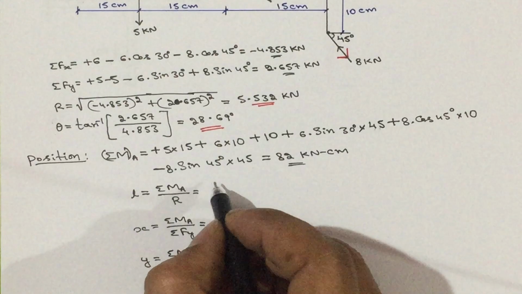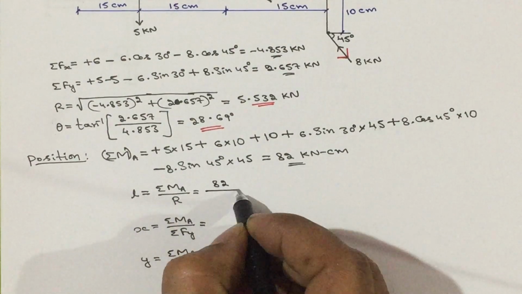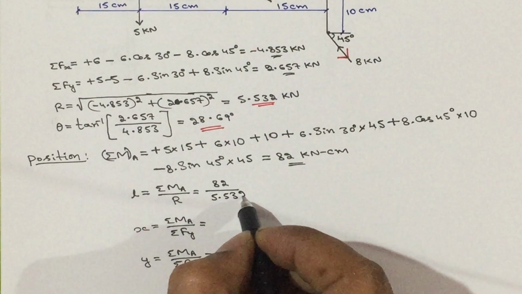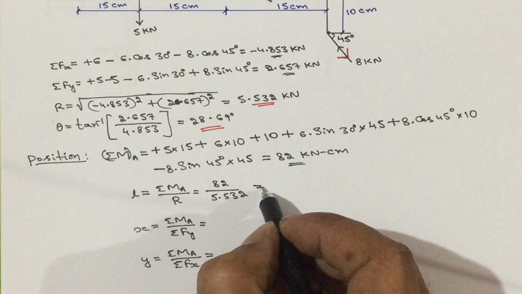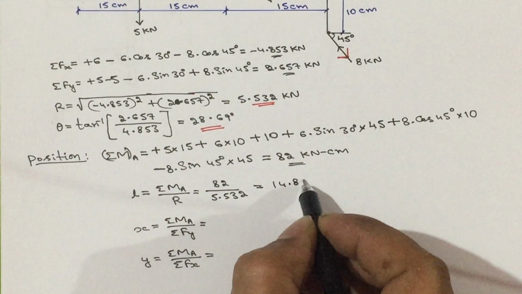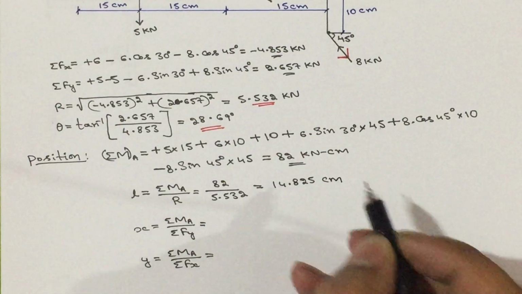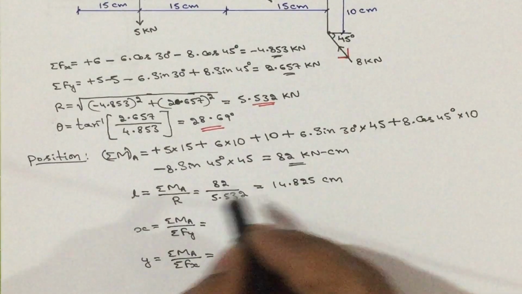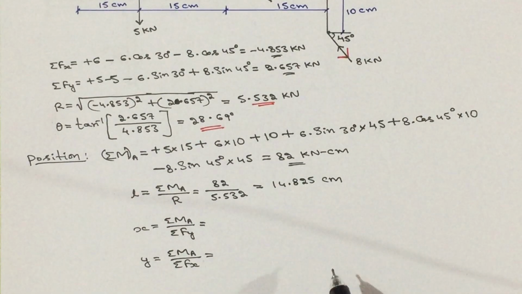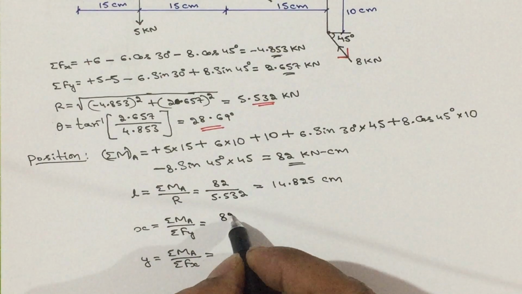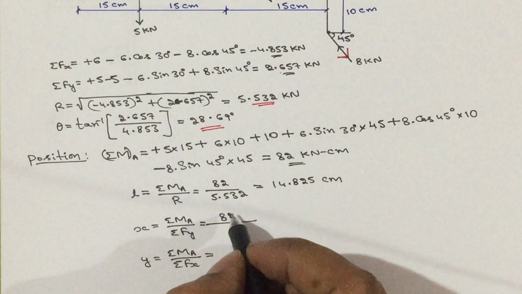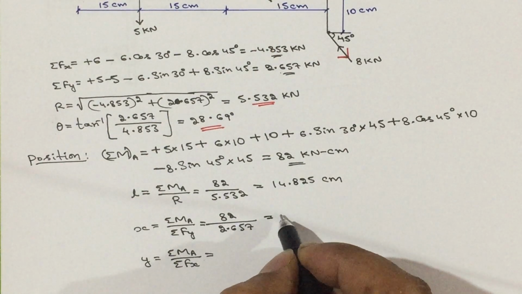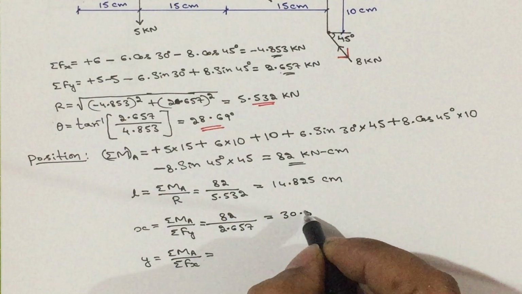So sigma MA is 82 divided by R, we got it as 5.532. Then if we calculate, you will get it as 14.825 centimeters. Since the distances are in centimeter, these distances are also in centimeter. Then sigma MA 82 divided by sigma Fy is 2.657, that should be equal to 30.873 centimeter.